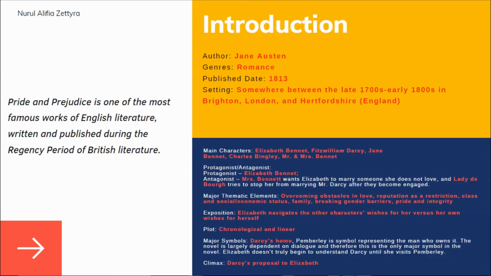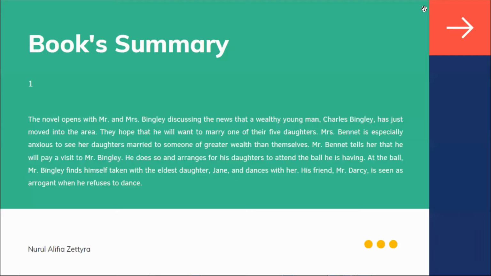The major thematic elements of this book are overcoming obstacles in love, reputation as a restriction, class and social or economic status, family, breaking gender barriers, pride and insecurity. The major symbol is Darcy's home. The climax is when Darcy proposes to Elizabeth.